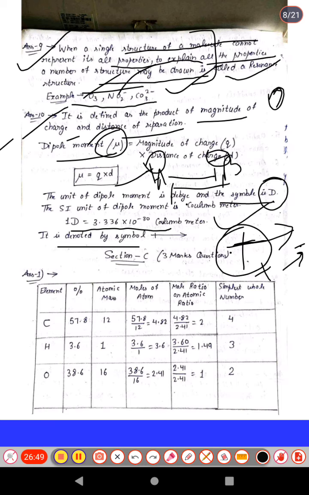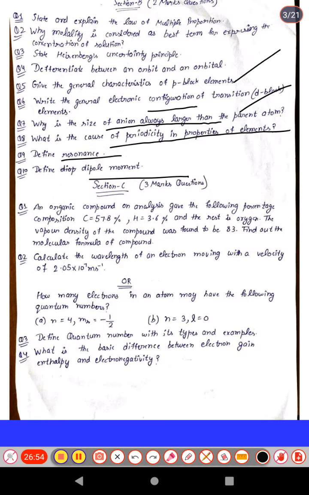Now next is the 3 marks questions, Section C. So the first question of Section C is a 3 marks question. An organic compound on analysis gives the following percentage composition: carbon is 57.8%, hydrogen is 3.6%, and the rest is oxygen. The vapor density of the compound was found to be 83, and find out the molecular formula of the compound. So here composition is given, and we will find the molecular formula of the compound.